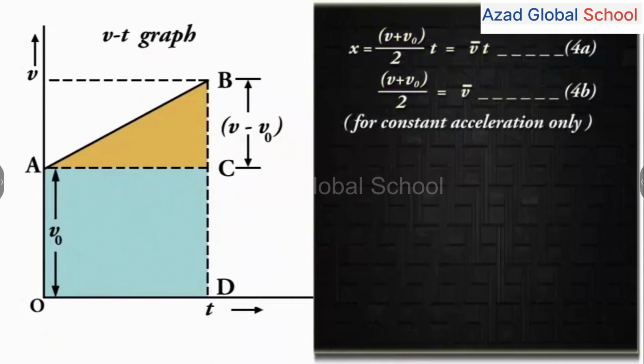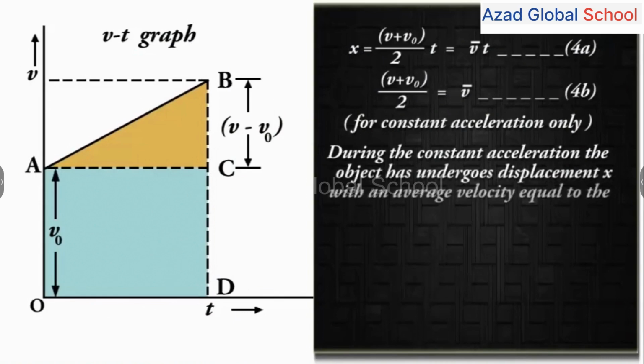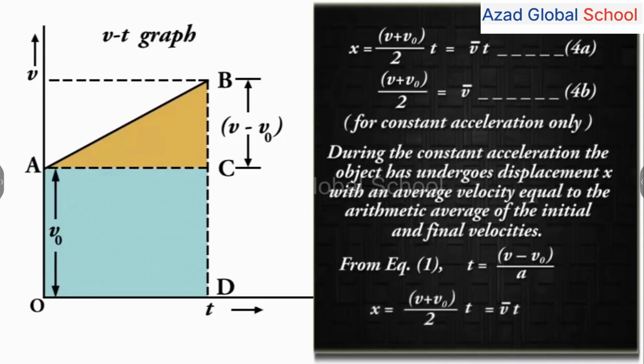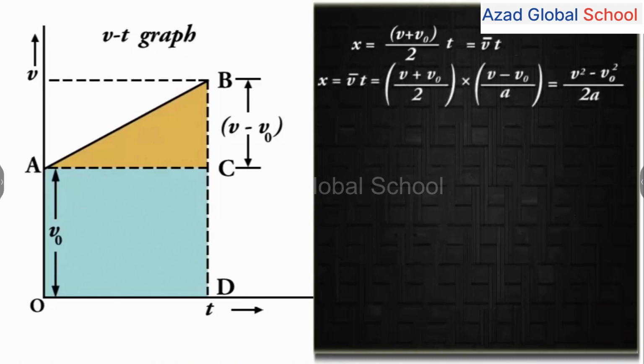The previous equation means that during the constant acceleration, the object has undergone displacement x with an average velocity equal to the arithmetic average of the initial and final velocities. From equation 1, t is equal to (v minus v0) by a. Substituting this in the equation x is equal to (v plus v0) t by 2, which is equal to v bar t, we get x is equal to v bar t, which is equal to (v plus v0) by 2 into (v minus v0) by a, which is equal to (v square minus v0 square) by 2a. So v square is equal to v0 square plus 2ax.